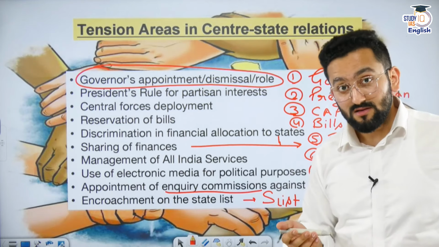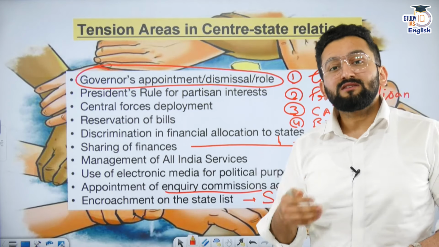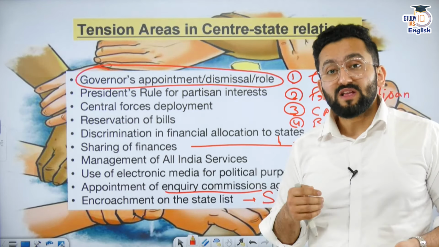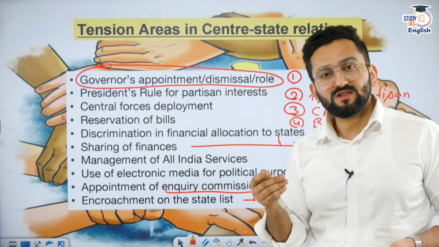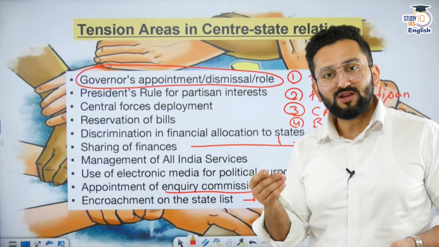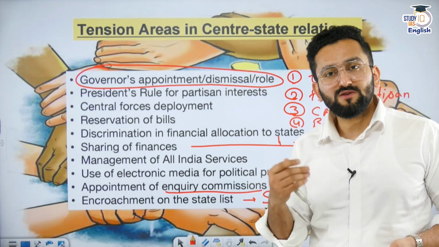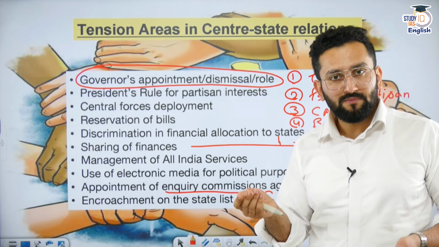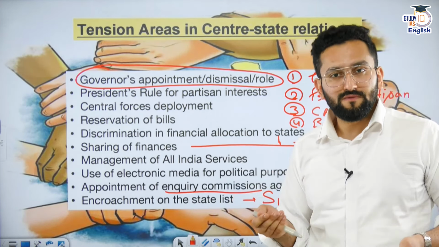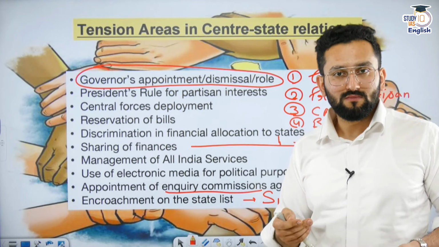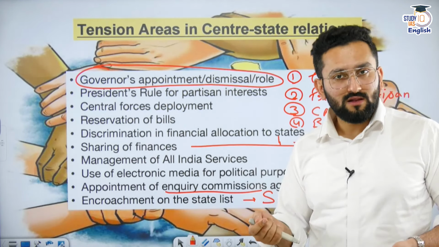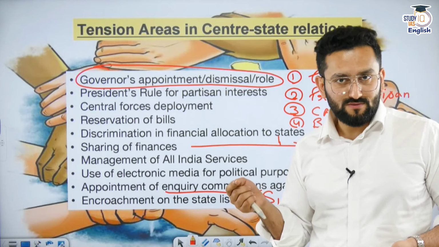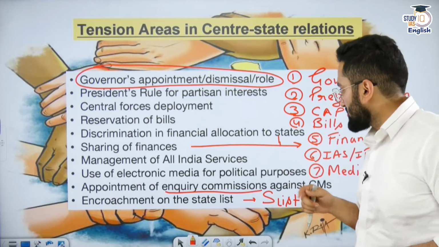States say that many times the center sends central armed police forces without consultation with the state. It actually questions the legitimacy of the role of the state. If the state government is confident enough to manage law and order, then the central government should not intervene by sending these forces. That is one apprehension.